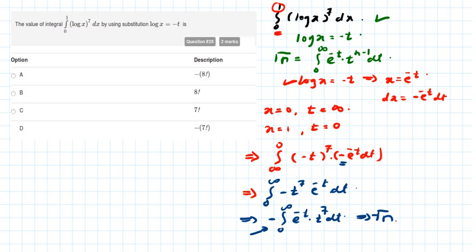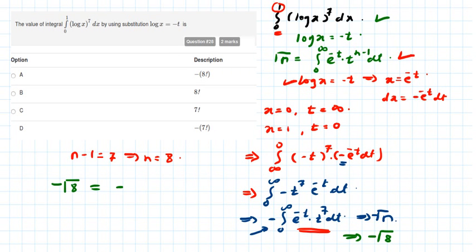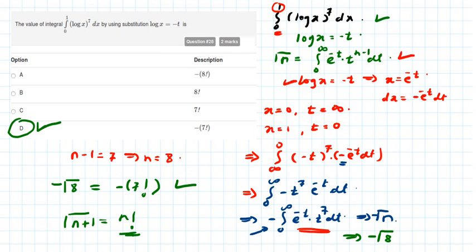Now we need to find what is the value for n. Comparing our obtained integral with this formula, if you observe, the value for n minus 1 is 7. So this is n equal to 8. So what will be our answer? Answer will be minus gamma 8, and minus gamma 8 is equal to minus 7 factorial, because we know one formula, gamma n plus 1 equal to n factorial. So this should be our answer, minus 7 factorial. Okay, so our answer D is the right answer.